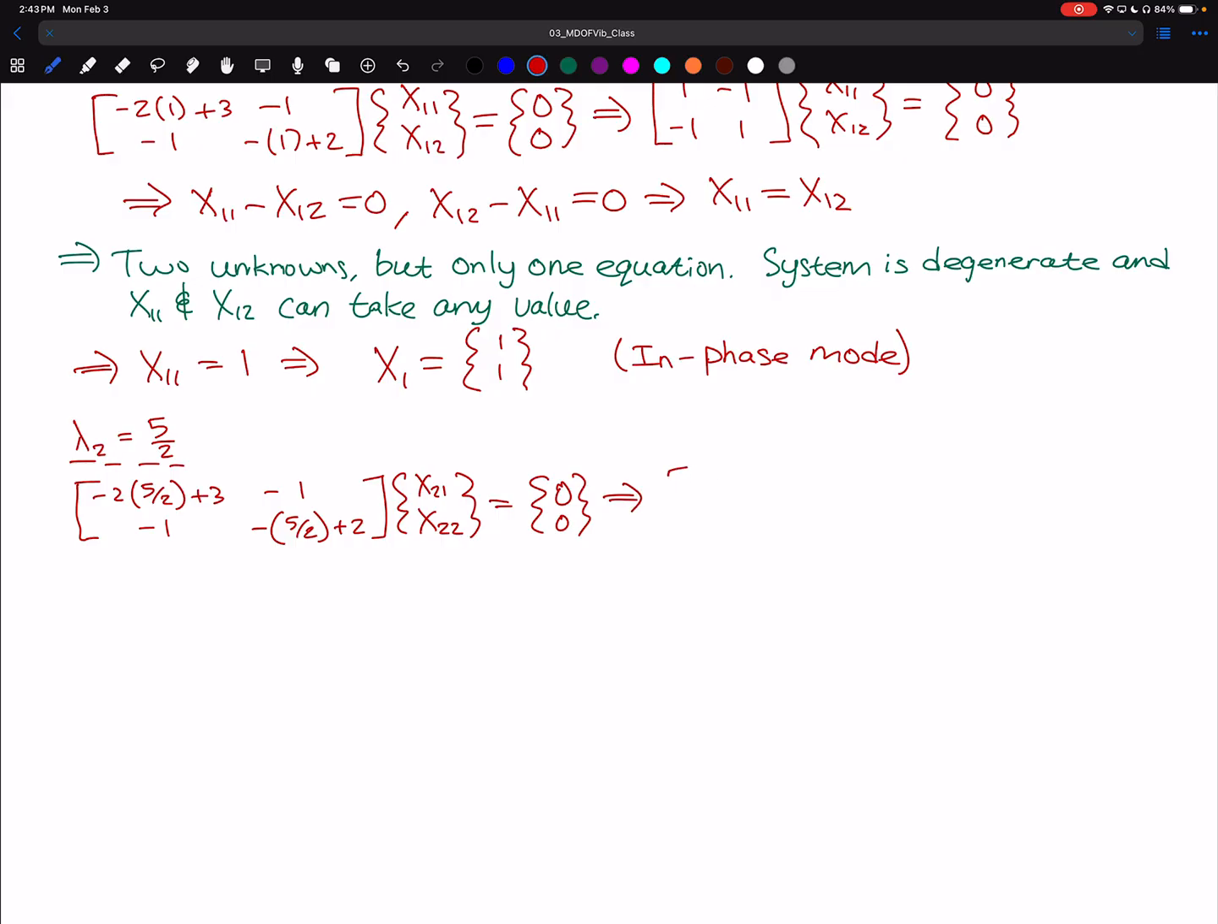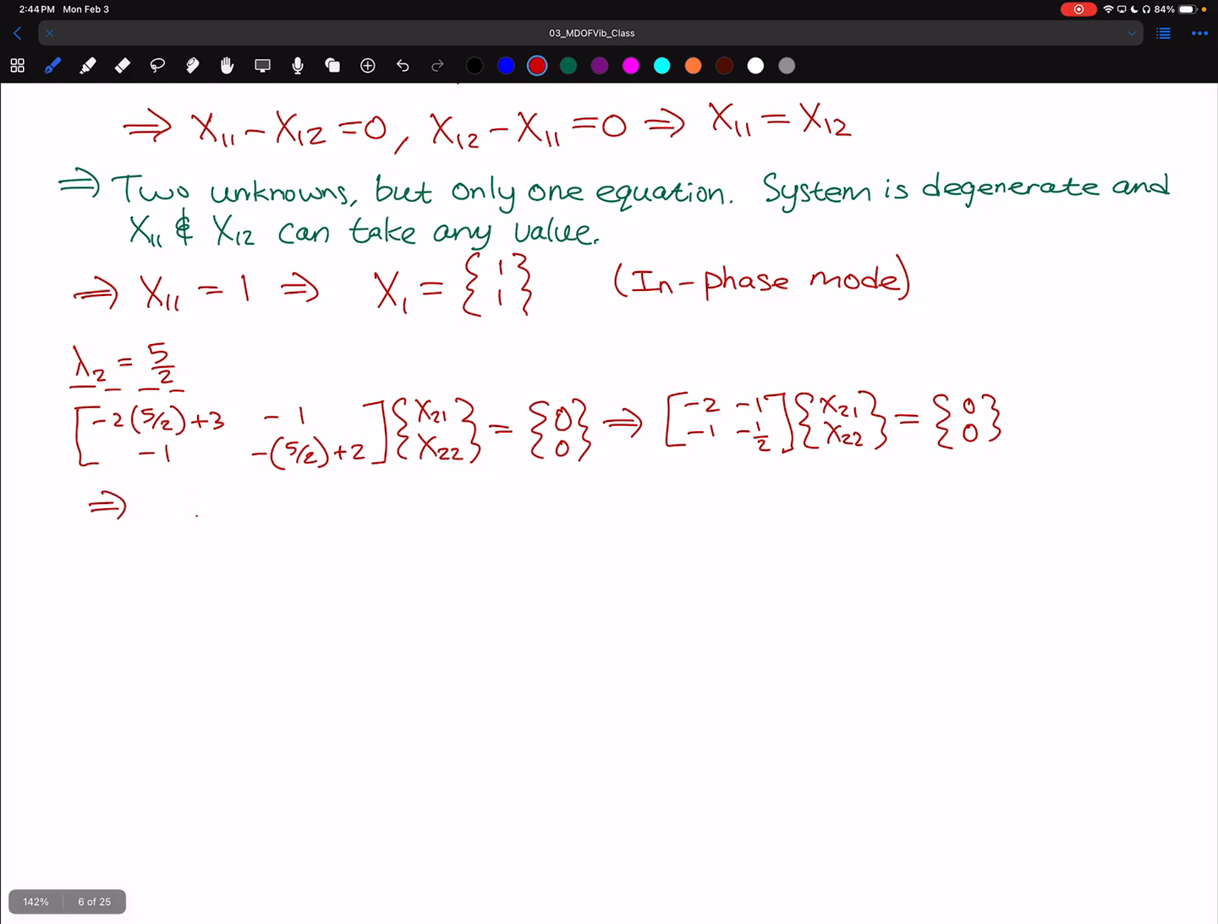So this becomes minus 2, minus 1, minus 1, minus 1/2 here, times x21, x22, equal to 0, 0. From here we'll find two equations: minus 2x21 minus x22 equal to 0, and minus x21 minus 1/2 x22, and again we find that these two equations are the same. And specifically we'll find here that x22 is equal to minus 2 x21.